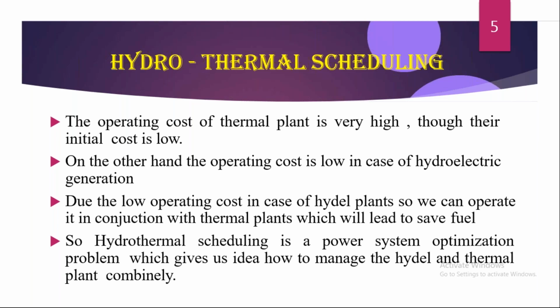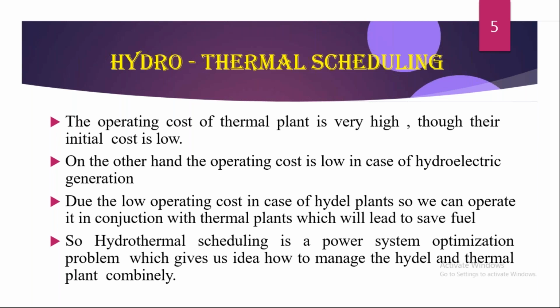When you want to generate power by a combination of hydro and thermal power plants, most probably we choose the hydropower plant first because its operating cost is low and its fuel cost is very low, completely zero. These two considerations lead us to choose the hydropower plant first. After that, we go for thermal scheduling. That is the reason why we choose the hydropower plant first.